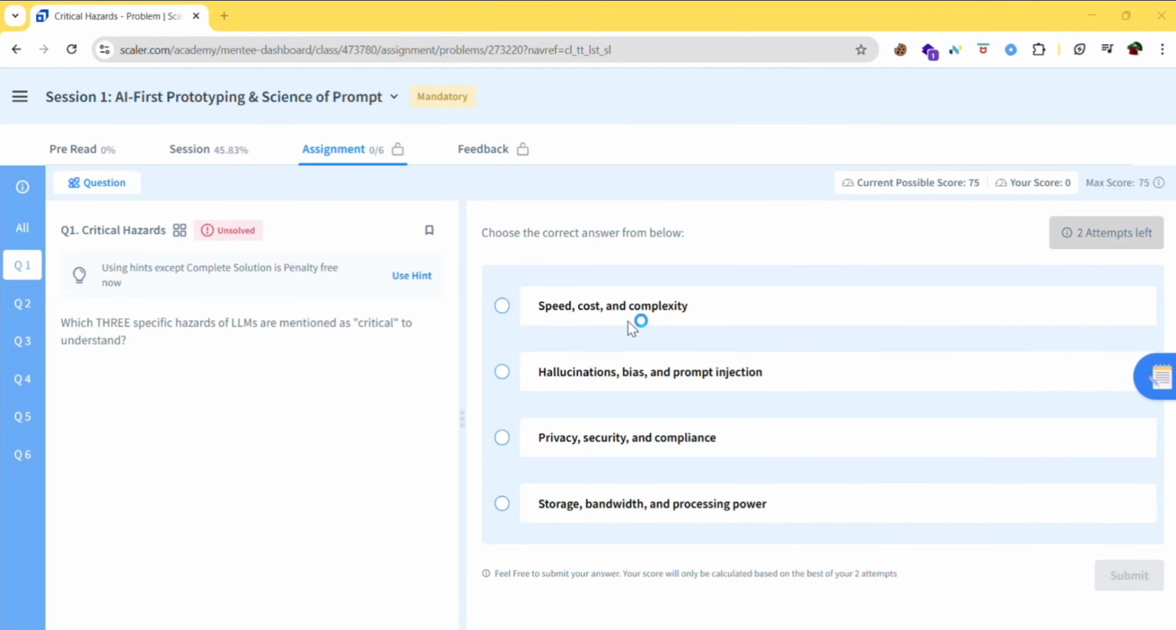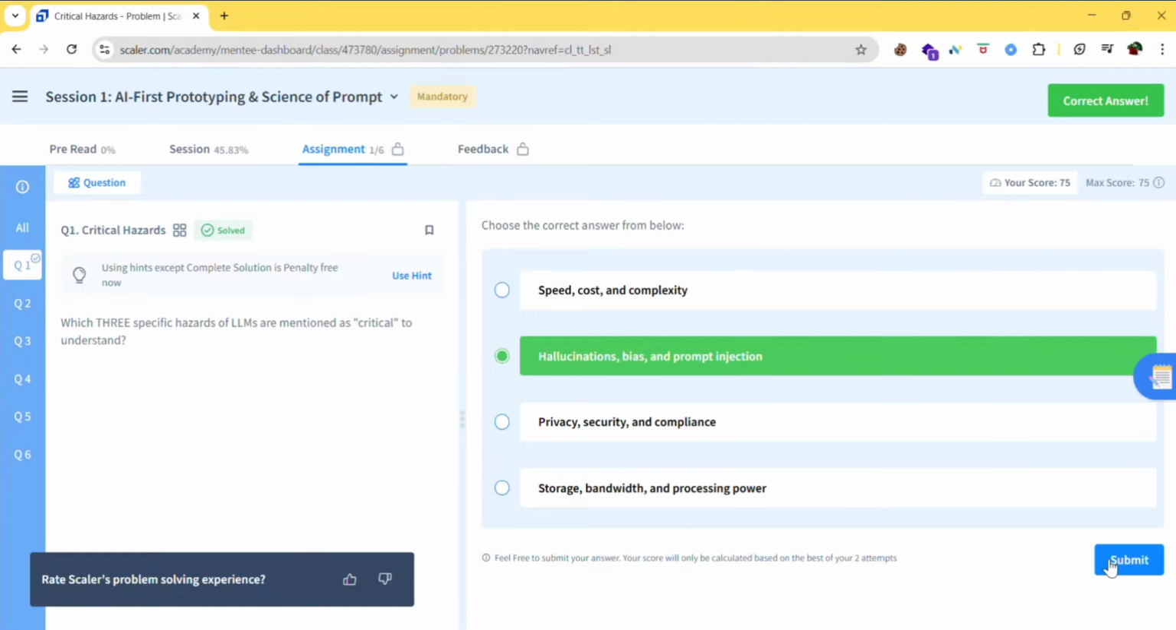Which three specific hazards of LLMs are mentioned in critical to understand? In the recording session, we have heard this word. That is the second option. So click that and click on submit. Now come back. So we have answered it correctly.